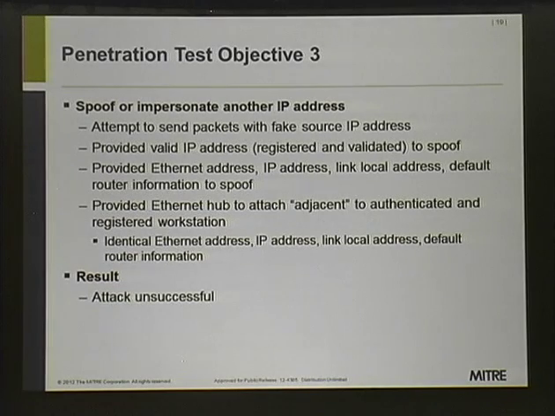The next objective for the pen testing team was to try to spoof an IP address of another system in the network. They first tried to send a packet with a fake source IP. Next, they were provided with the MAC and IP address of a valid system that was in use. They also tried that with a hub between that system and the switch, and tried to impersonate the system. And again, they were unsuccessful.